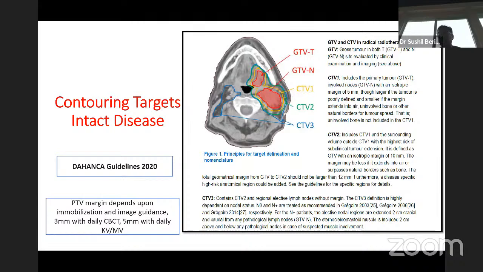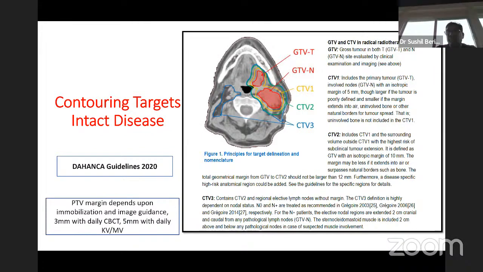As I said, it's not necessarily that everybody does CTV2 as 10 millimeters. Some people include the entire organ. And for the CTV3, the prophylactic node, you go at least above and below your involvement. And if there is extracapsular extension, especially around the muscle, you include the adjoining sternocleidomastoid in your CTV volume.